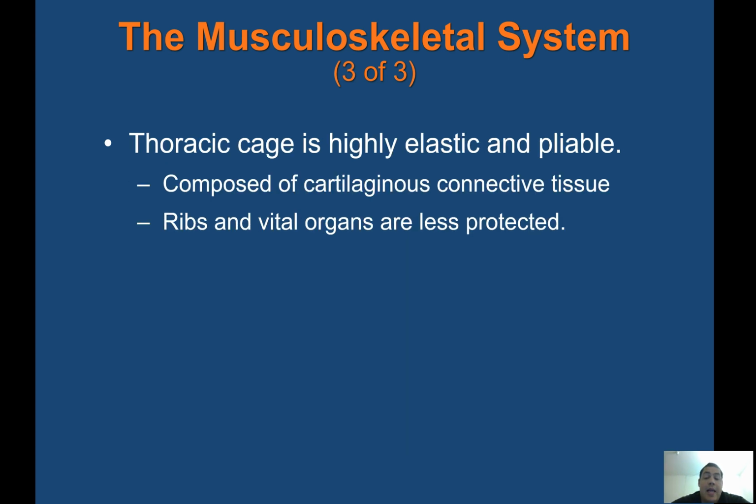The thoracic cage is highly elastic and pliable, composed of cartilaginous connective tissue. Ribs and vital organs are less protected.